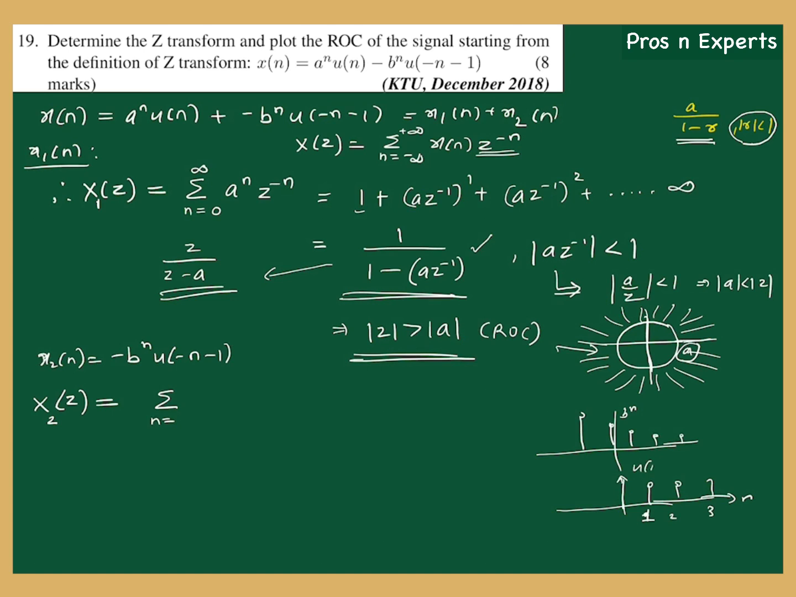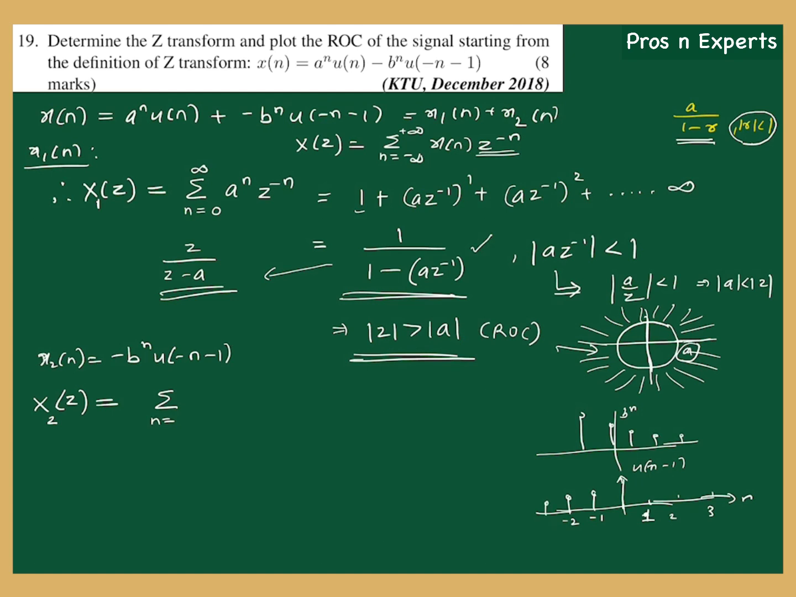Okay, this is u of n minus 1. And what is u of minus n minus 1? You flip the signal around the y-axis. So all these samples go symmetrically to the other side of the y-axis. So this is a signal.